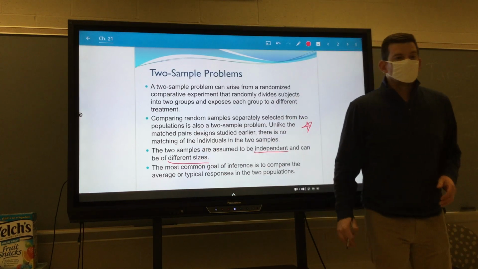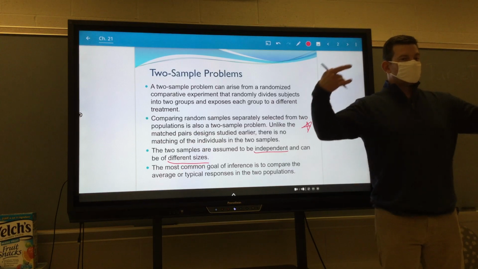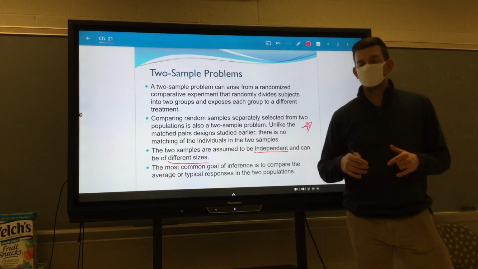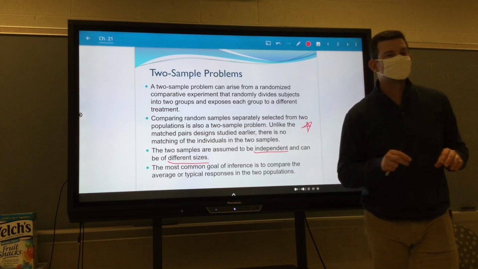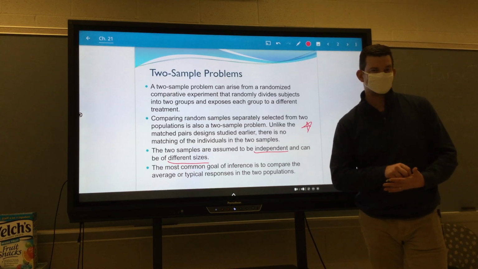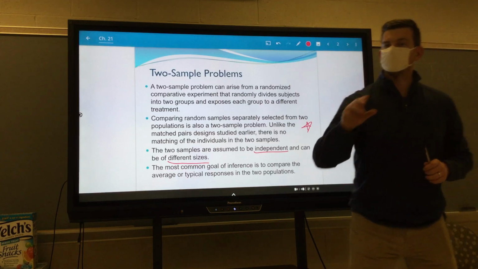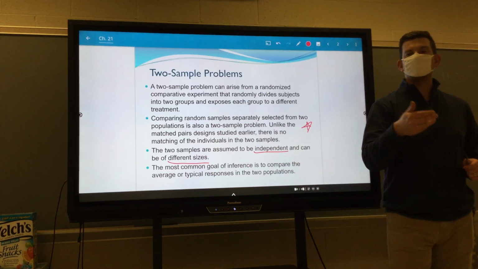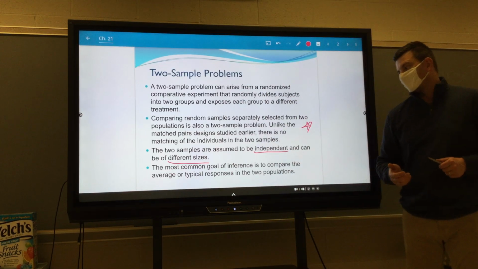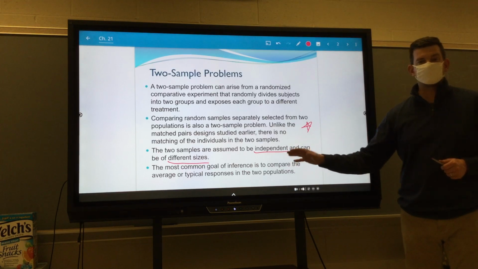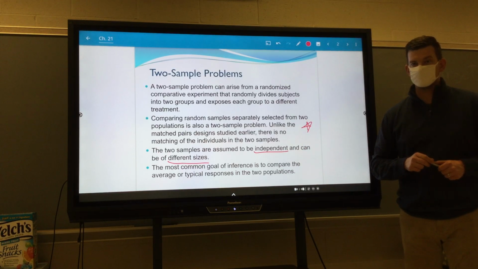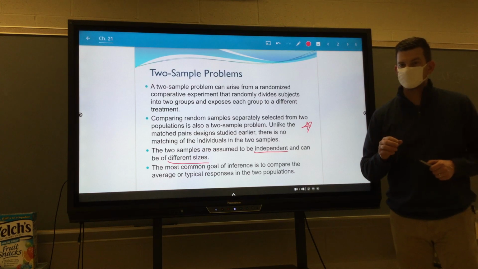Secondly, with the matched pair design, because you're directly comparing individuals to each other, you needed to have equal sample sizes. Okay? And that was exhibited with the calculation of those differences that we did in the chimpanzee problem. We can have different sample sizes with these t procedures, which is a big plus.